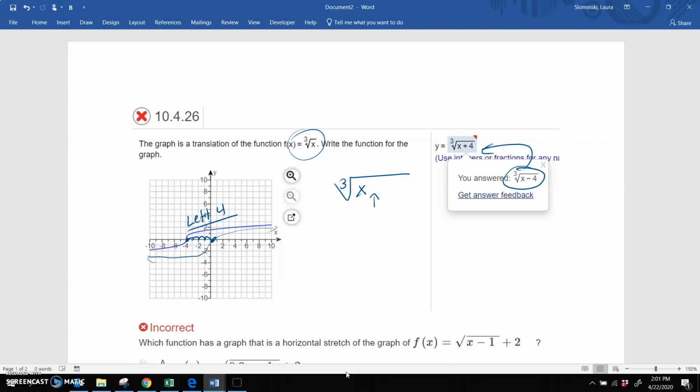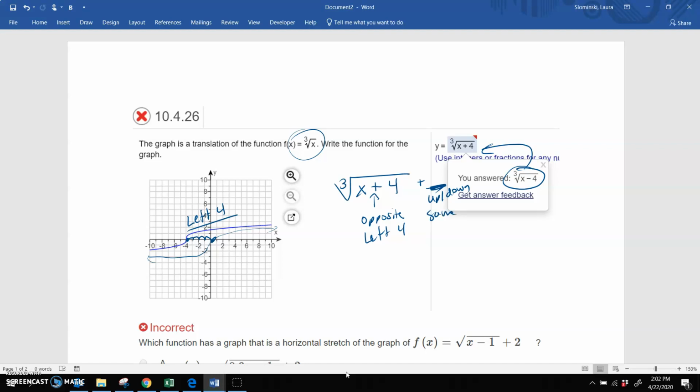However, the key is it's the opposite of what you would think. So usually I would think left 4 is minus 4, so I actually flip that sign to be plus 4. So it's actually the cube root of x plus 4 that moves it left 4. Okay, so under the radical is always left or right. If I would have put something outside of the radical, that moves it up or down, and that one's the same as what you think.